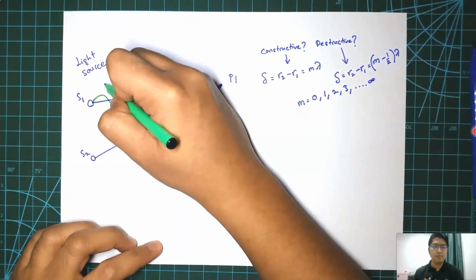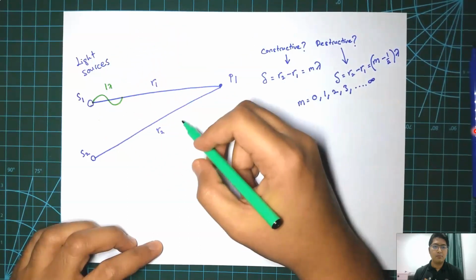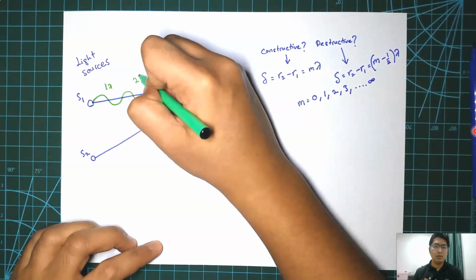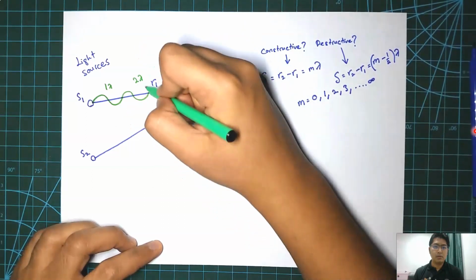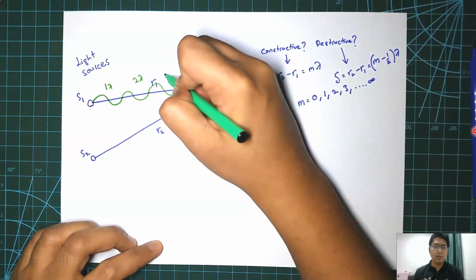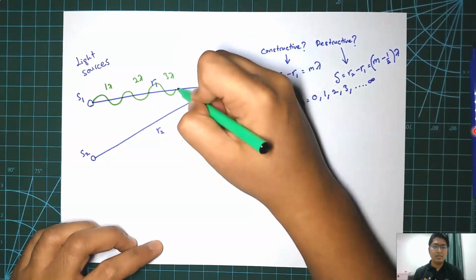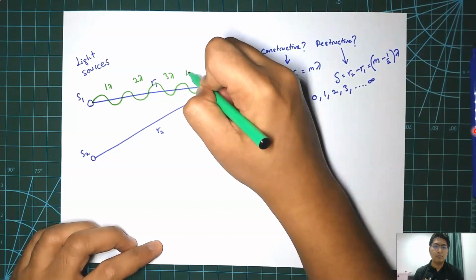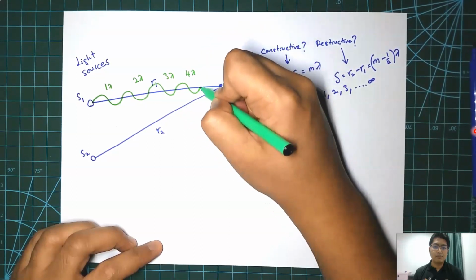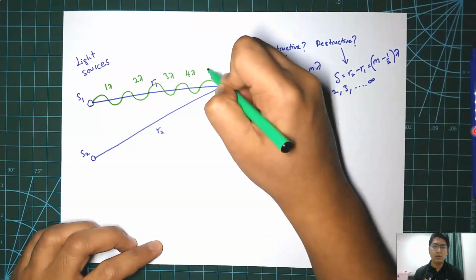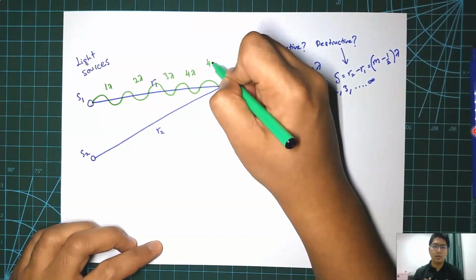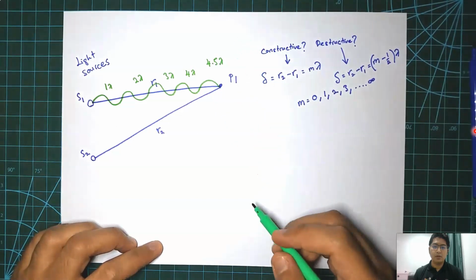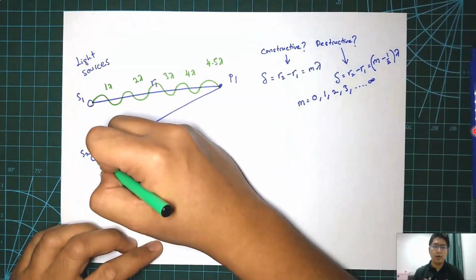So let's see, for the first distance R1, how many lambda are needed to fit the distance. First lambda, second lambda, third lambda, fourth lambda, and the last one only half lambda. So it will make a total of 4.5 lambda to reach P.